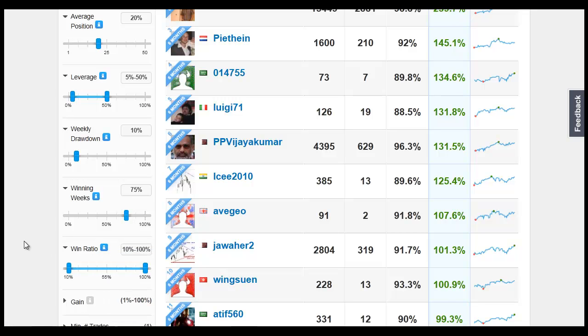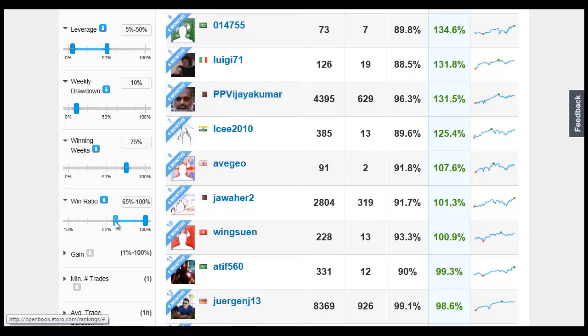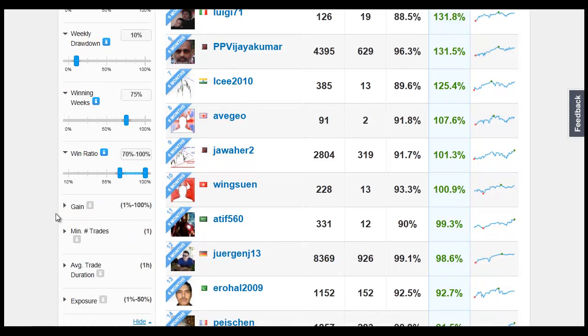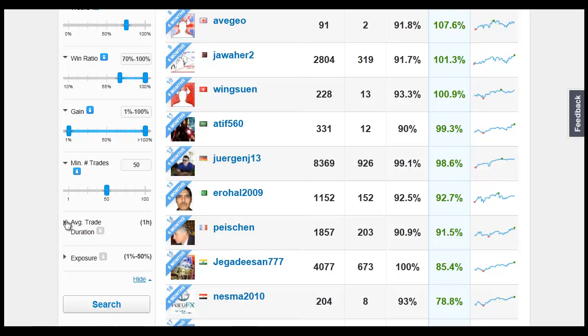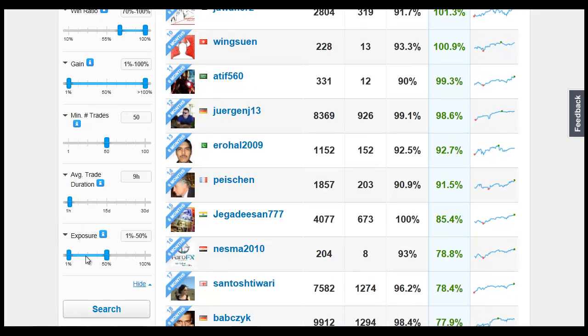Winning ratio, anywhere between 10 to 100? No. I want winning ratio of the positions anywhere to be between 70 to 100. Percentage of gain, anywhere between 1 to 100. I'm fine with it. Minimum number of trades, said again, 50. Average trade duration. Let's go with 9 hours. And exposure level, 50% is way too high. Even 30% is kind of crazy.